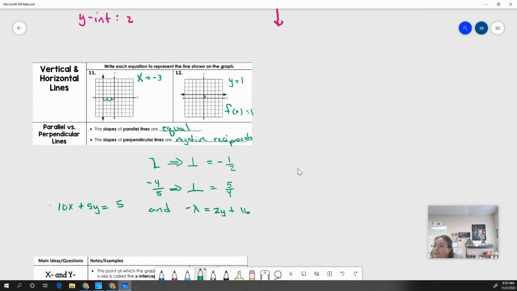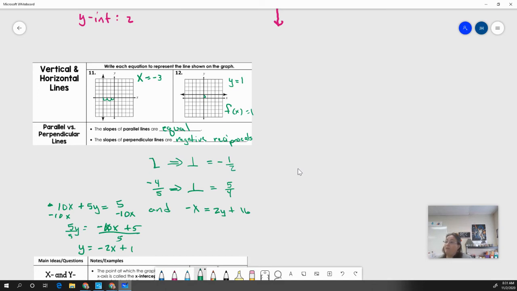So I'm going to subtract 10x from both sides because I need it all in terms of y. So that's going to leave me with 5y equals -10x plus 5. Right? We're going to divide out the 5 because we just want to know what y equals. And I'm going to be left with y equals -2x plus 1, right? 5 goes into -10, -2 times, and 5 goes into 5 one time. So this is in slope-intercept form. So I know right now my slope is -2.